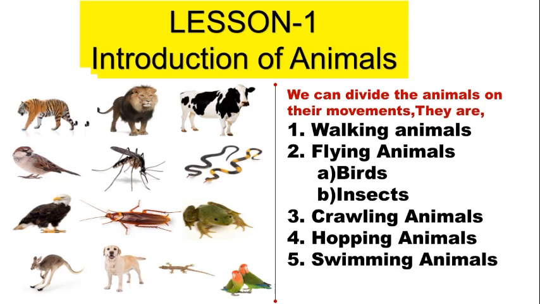So children, when we see different types of animals, their walking movements are also different, right? For example, a tiger will walk on its legs, but a snake doesn't have legs, right? It will crawl. And a parrot will fly, isn't it? So children, we can divide the animals based on their movements. What are those? They are walking animals, flying animals. In flying animals, we can see birds and insects both, because birds fly, and insects also. Then crawling animals, hopping animals and swimming animals. So children, now we will see them one by one.